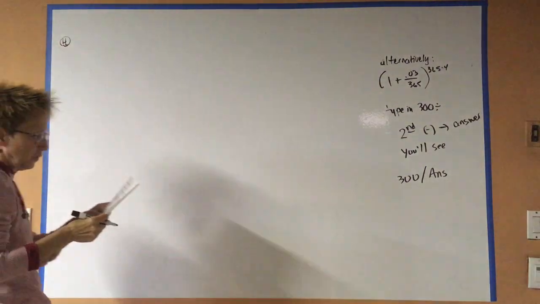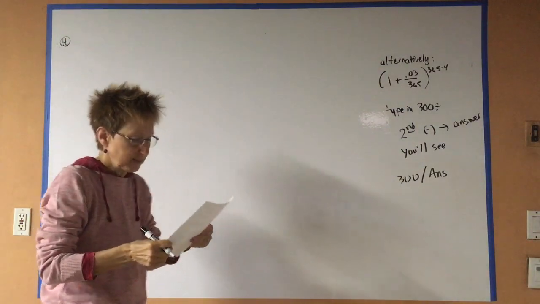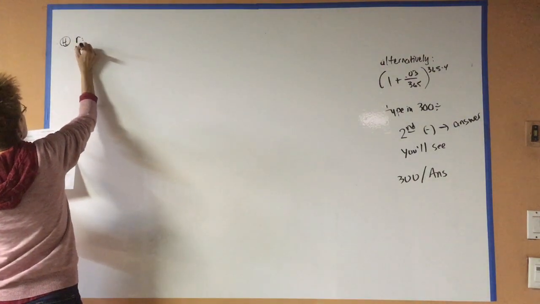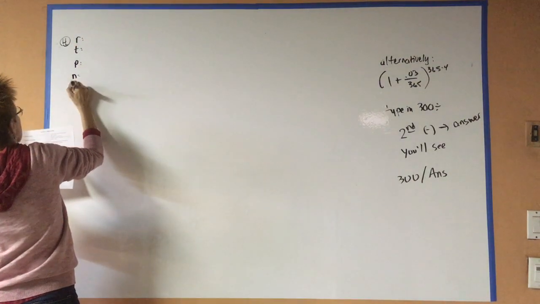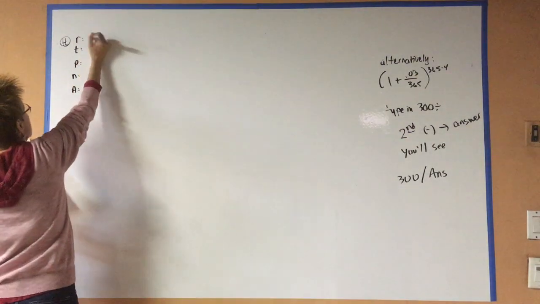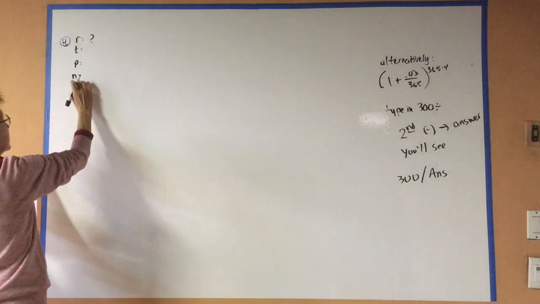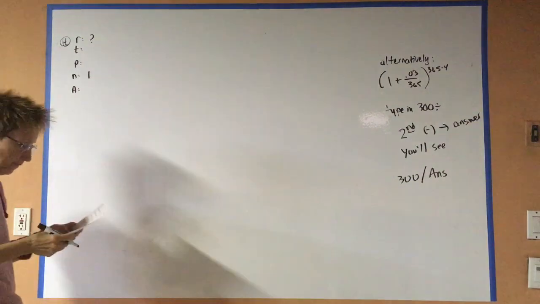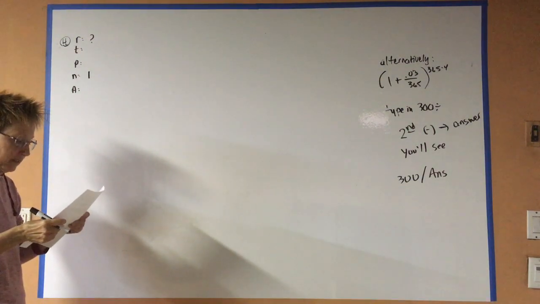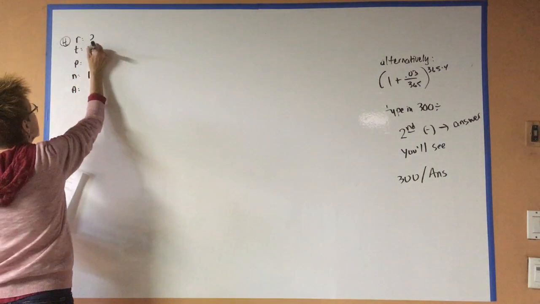Number 4 says, what rate of interest compounded annually is required to triple an investment in 10 years? Okay, so let's see, we've got R, T, P, N, A. So what rate of interest? We don't know the rate of interest. Compounded annually means N is 1. Required to triple an investment, we'll come back to that, in 10 years. So time is 10 years.